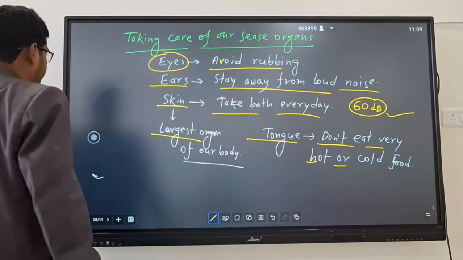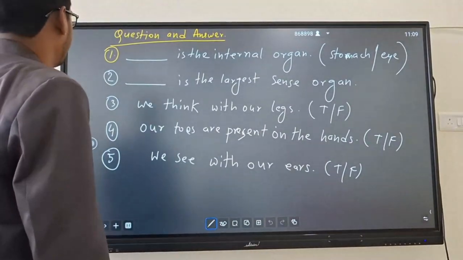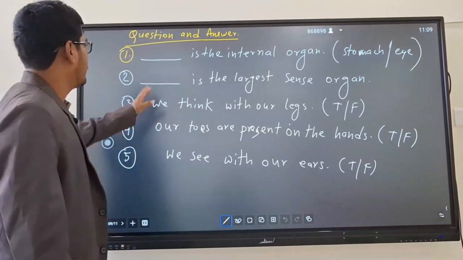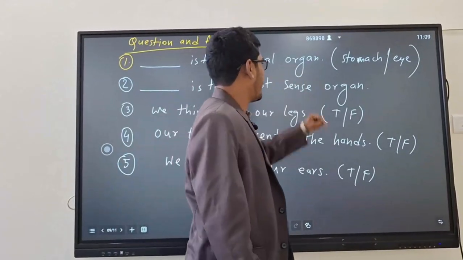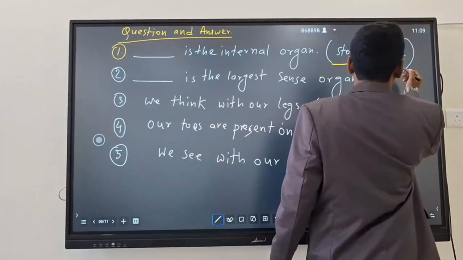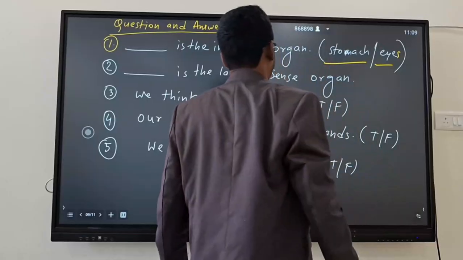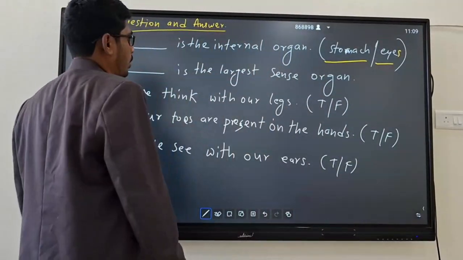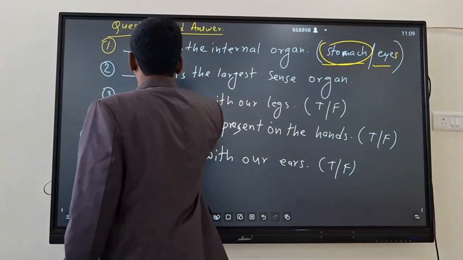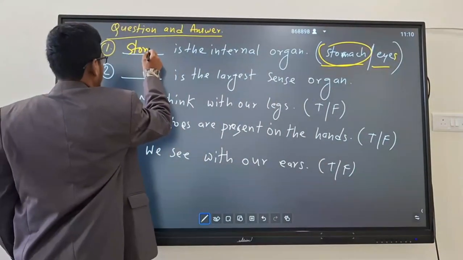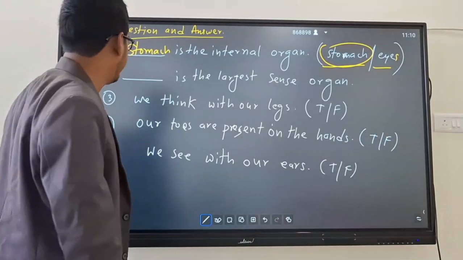Next, number 9. Now the questions and answers. The first question is fill in the blanks. Dash is the internal organ. The two options are eyes and stomach. We cannot see the stomach, so stomach is the right answer. Stomach is the internal organ.